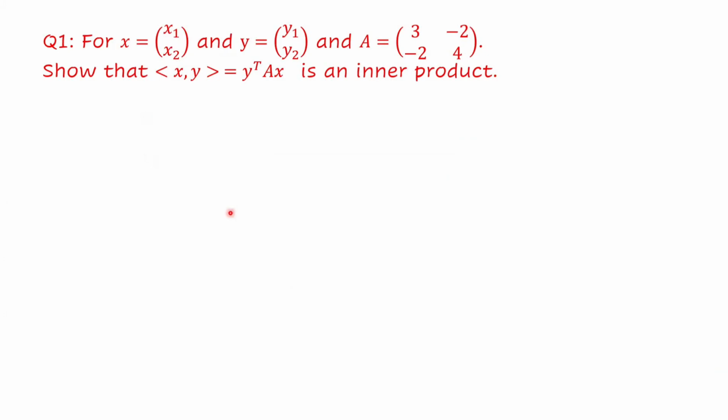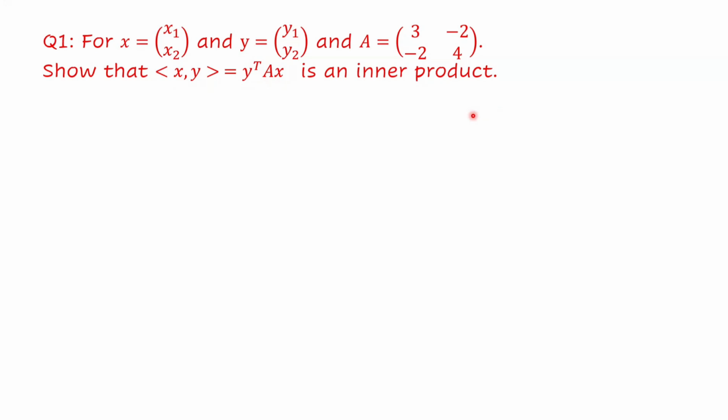Welcome to my lecture. In today's lecture, we are going to solve a problem where we'll have vectors from R2 and a matrix A, and then we have to show that the identity given here, ⟨x, y⟩ = y transpose A x, is an inner product. So to show the inner product, we have to verify a few properties.